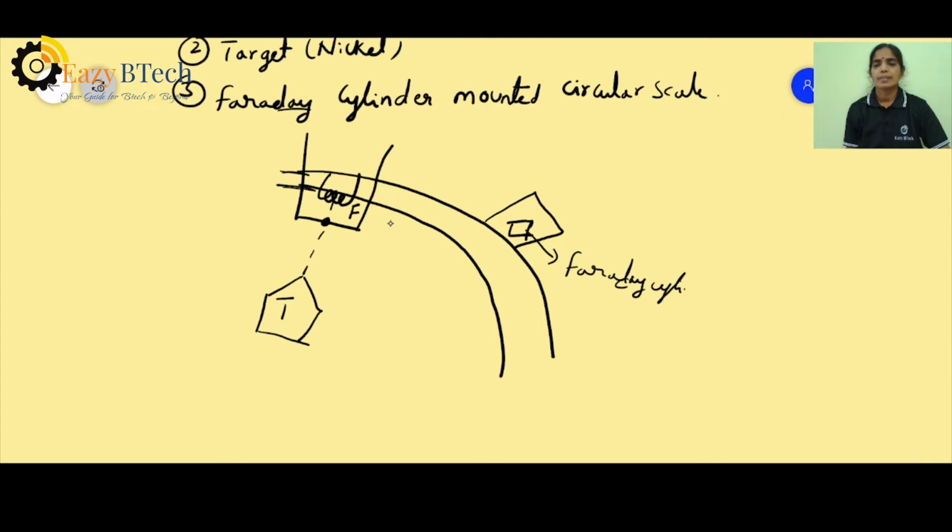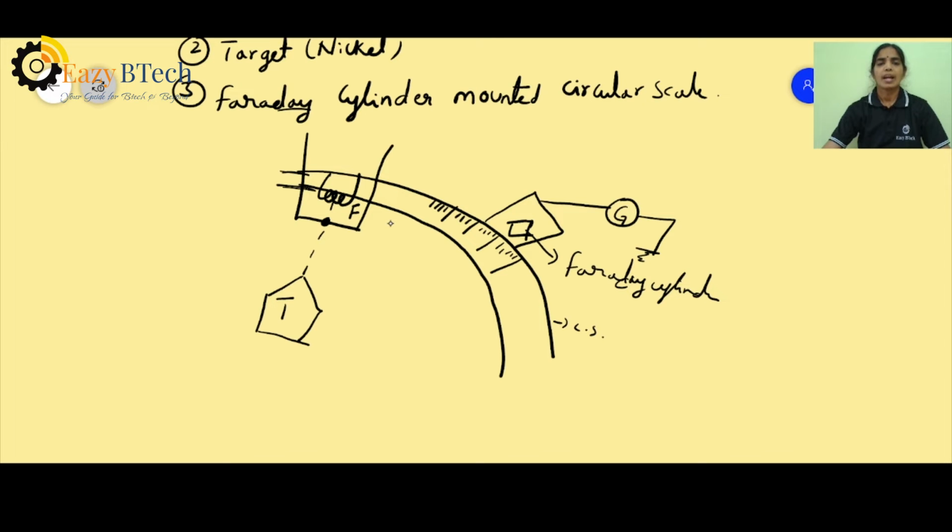This Faraday cylinder is in turn connected to a deflection galvanometer so that it can measure the angle of deflection. Since I said it is a scale, I'll draw it in the form of a scale. Like this, you have a circular scale. This is how we have the construction of the Davisson and Germer experiment.